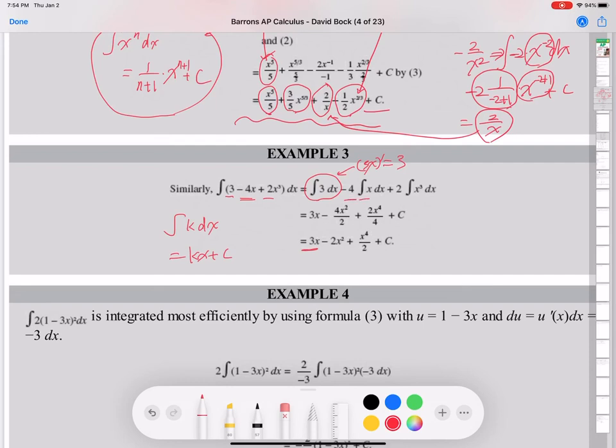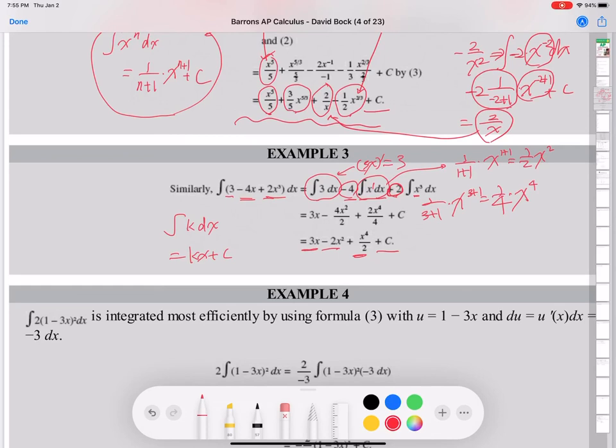So negative 4 times integral x dx. Integral x dx is 1 over n plus 1, n is 1 in this case, so 1 over 1 plus 1 times x to the 1 plus 1. So 1/2 x squared times negative 4. So negative 2x squared. That's the second part. The last part, 2 is a coefficient that came out. And then this part is 1 over 3 plus 1 times x to the 3 plus 1. So 1 over 4 times x to the 4th times 2. So 1/2 x to the 4th. So third part is x to the 4th over 2 and plus c.